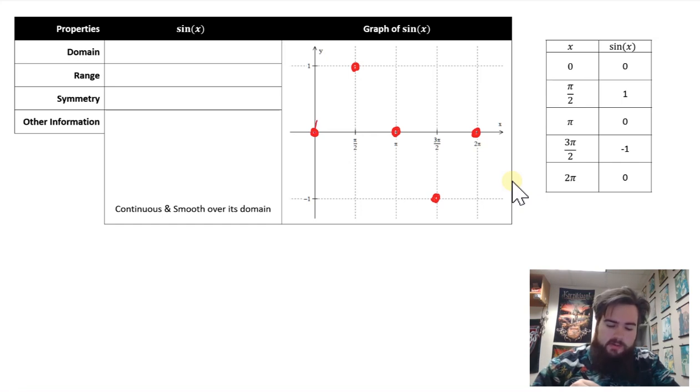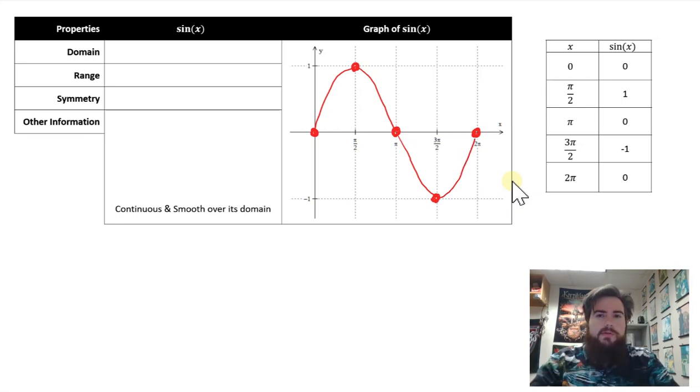From (0, 0), we increase gradually up to the height of 1, and then we start to decrease back down to the x-axis, continue to decrease gradually down to the point at -1, and increase gradually again. If you would like to use other points from the unit circle to more formalize these points, such as using sine of pi fourths, which is equal to square root of 2 over 2, that means that you have another point at (pi fourths, square root of 2 over 2).